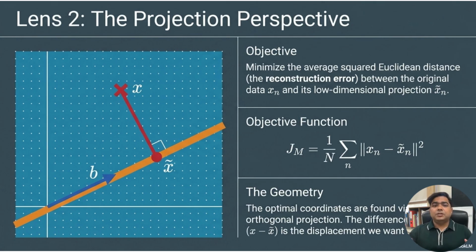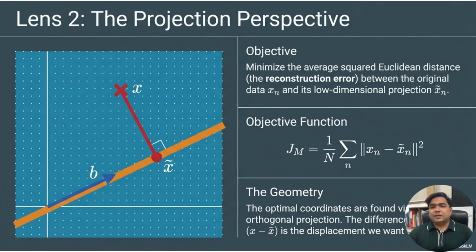The objective function on the slide can be read like this: J sub m equals 1 over n multiplied by the summation over n of the squared norm of xn minus x hat n. In words, this means the average reconstruction error is calculated by measuring the squared distance between each original data point and its reconstructed version, and then averaging over all data points.